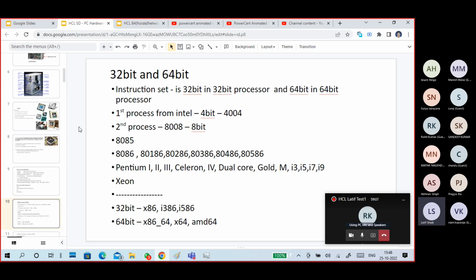The difference is the instruction size: a 32-bit processor has 32-bit instructions. It can execute 32-bit instructions and 32-bit data also. So 64-bit instructions can be executed by a 64-bit processor only, not by a 32-bit one.